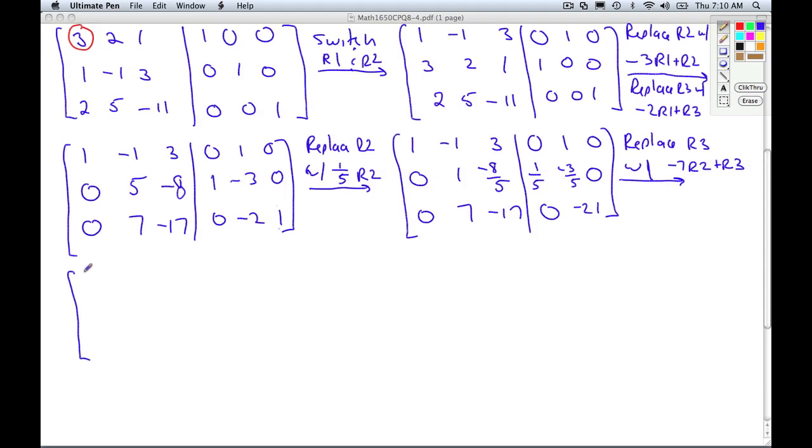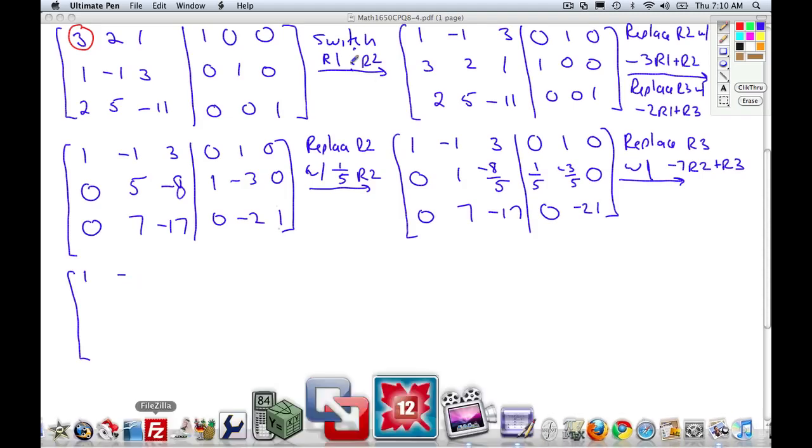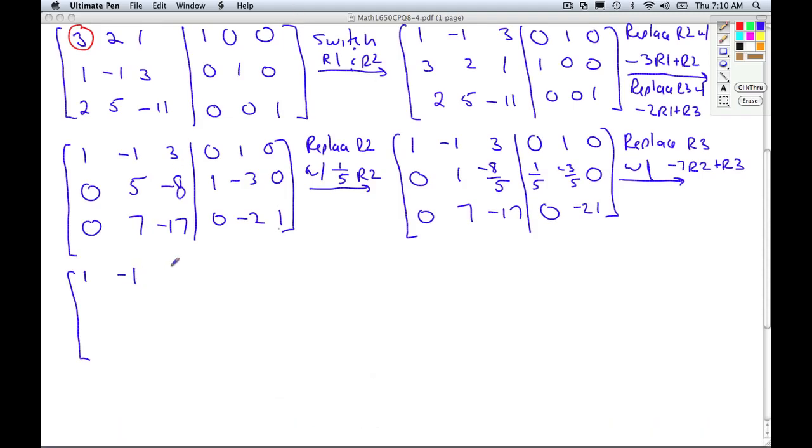So I'm keeping the row 1, -1, 3, 0, 1, 0. Row 2 is 0, 1, -8/5, 1/5, -3/5, 0. Alright, so I'm going to multiply all these by -7 and add them to these guys.